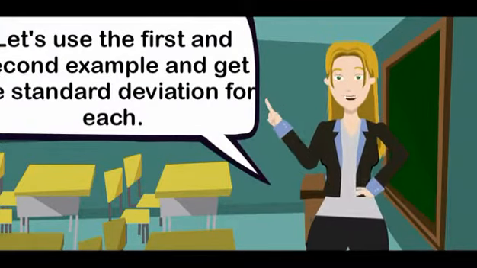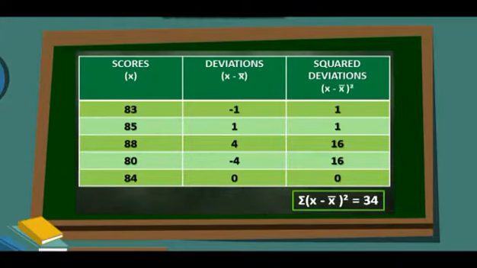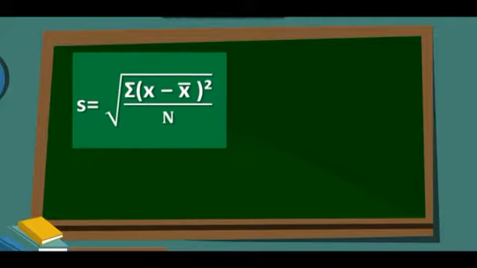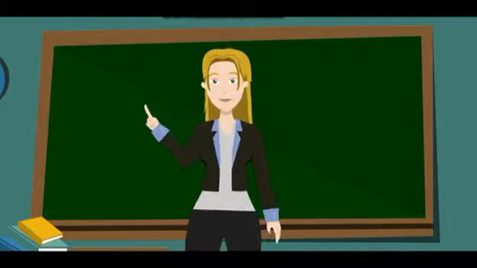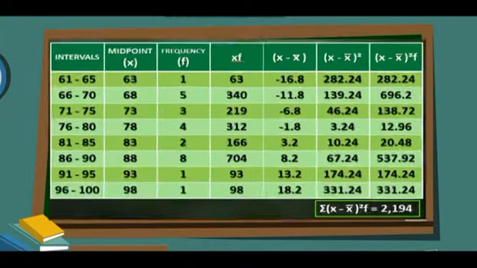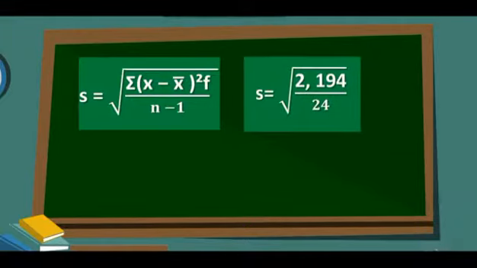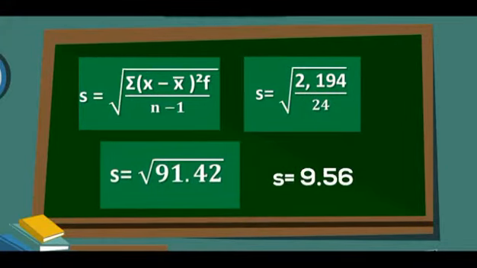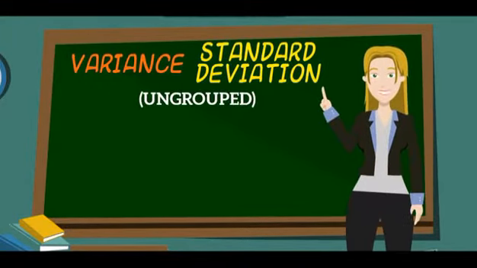Let's use the first and second examples we used earlier for both the ungrouped and grouped data to get the standard deviation of each. What is the standard deviation of this example? 2.61. Using the formula, we substitute the value and we got the result. Same thing to do in this example, we get the answer of 9.56.